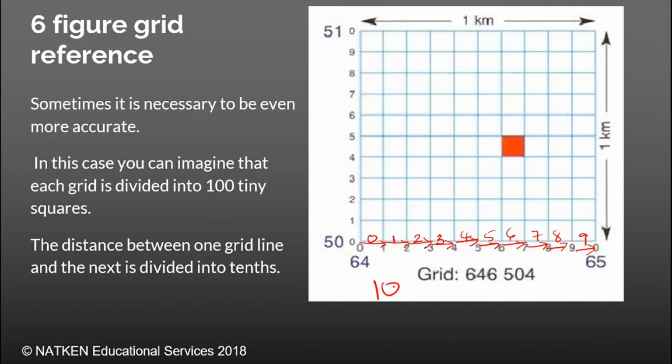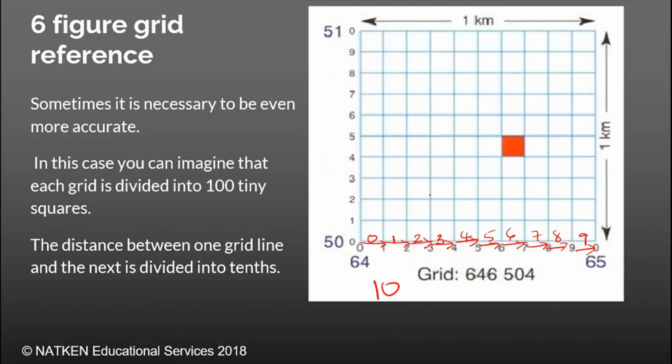We could not have 10 spaces because if you had 10 spaces, you would end up with another number, 10, that you would want to add. So you would end up with a 7-figure grid reference, and there's no such thing. So you start at 0, 1, 2, 3, 4, 5, 6, 7, 8 until you get to 9. So whatever falls inside these smaller squares that you have now developed, then that is the number that you would have written. So let us go again.